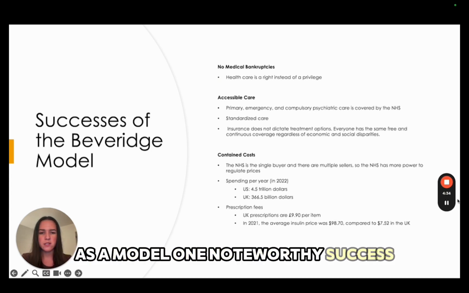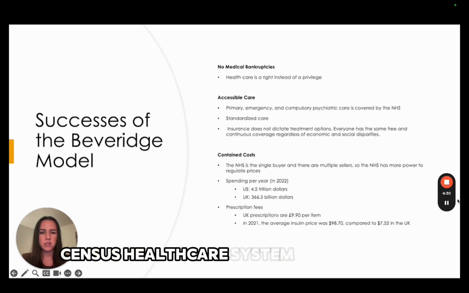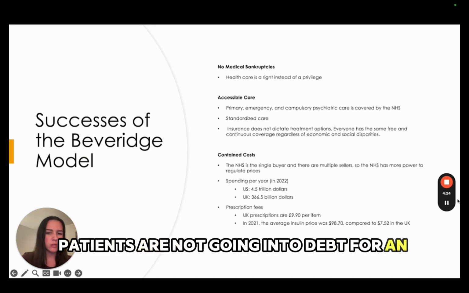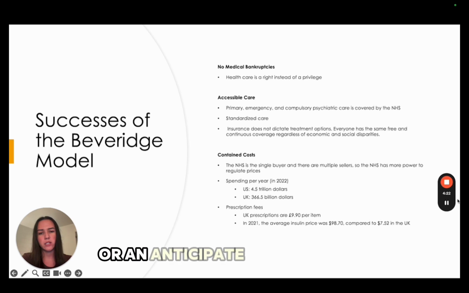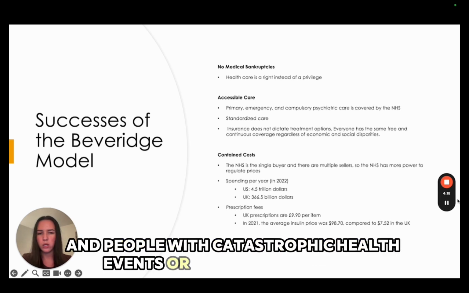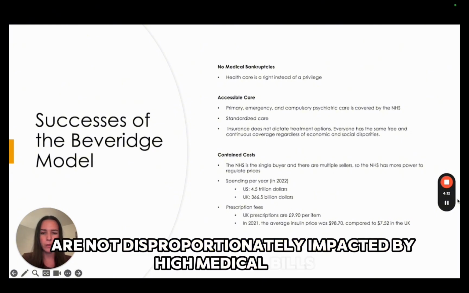One noteworthy success of the system is that there are no medical bankruptcies. Since this healthcare system is single-payer, individuals are not billed directly for their care, patients are not going into debt for an emergency surgery or an unanticipated hospital stay, and people with catastrophic health events or medically complex ongoing issues are not disproportionately impacted by high medical bills.